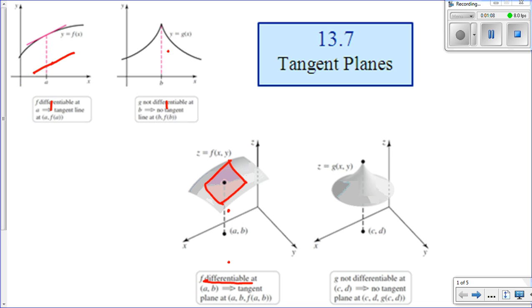g is not differentiable at a point (c, d) if there would not be a tangent plane. So there is no tangent plane at this point, (c, d, g of (c, d)). Okay, for it to be differentiable, it needs to be a smooth surface at that point.